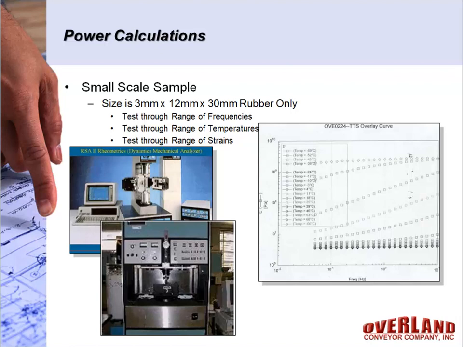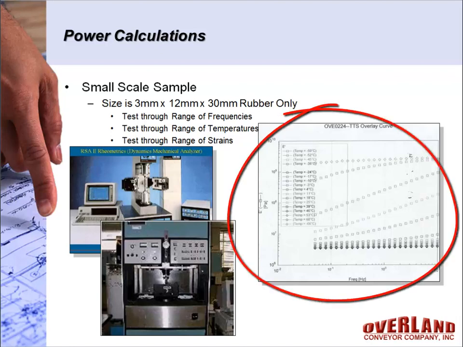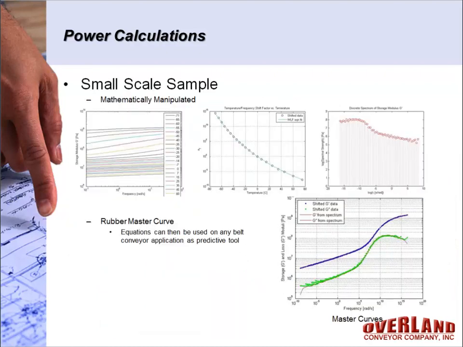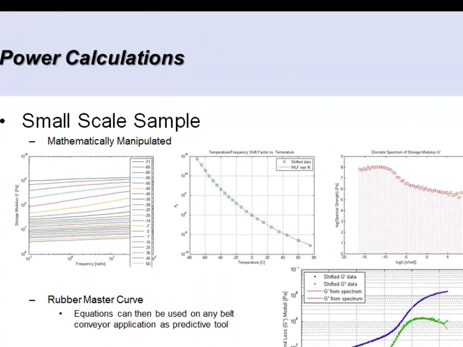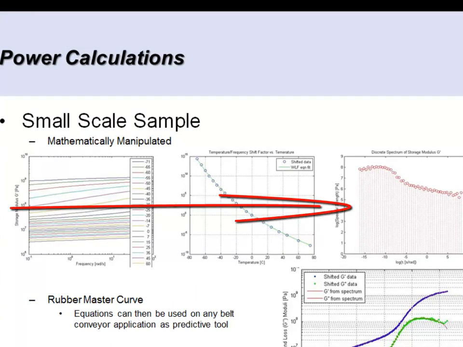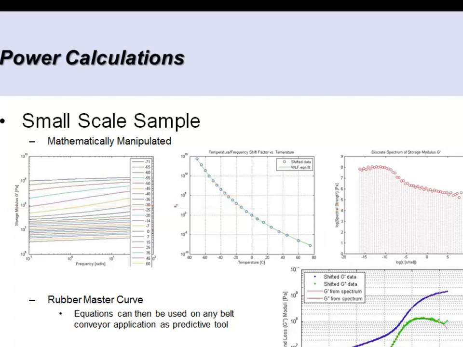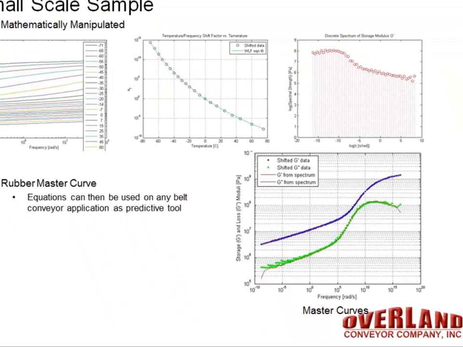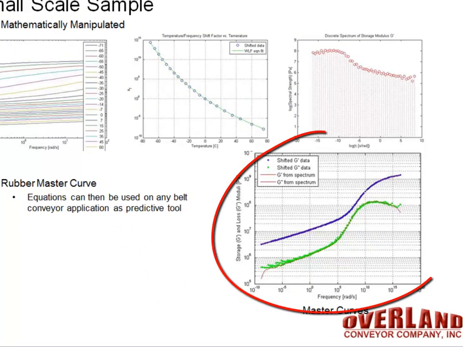That RSA test machine generates a whole bunch of raw data, as shown here in the lower right of the screen. This data is then mathematically manipulated through a series of industry accepted or academic accepted calculation methods into what we refer to as a rubber master curve. This master curve is very important. It shows us in this case the G prime, G double prime moduluses through a full range of frequencies.